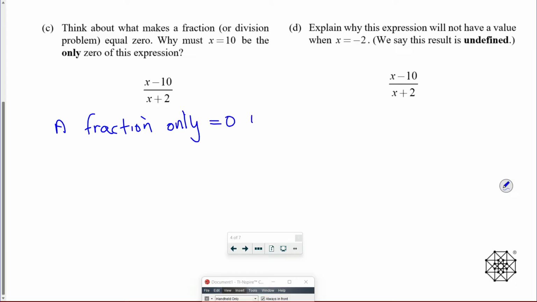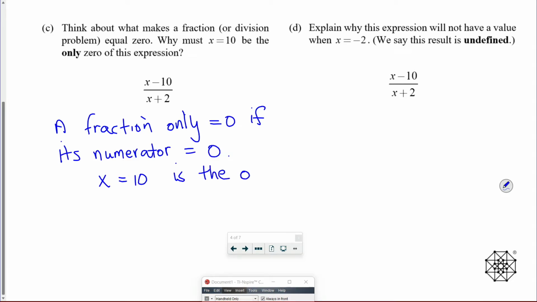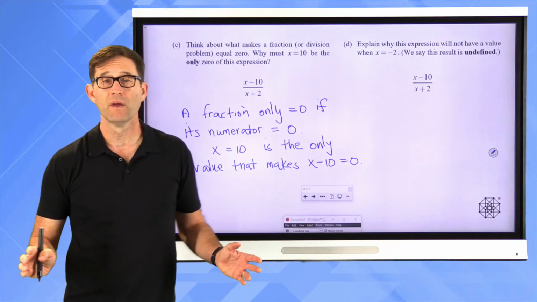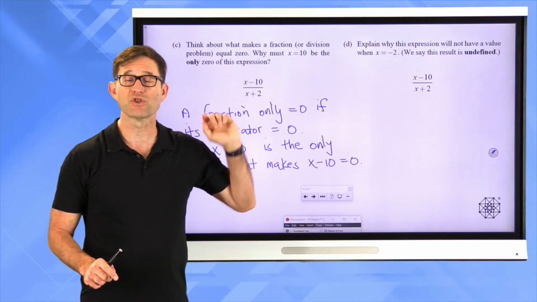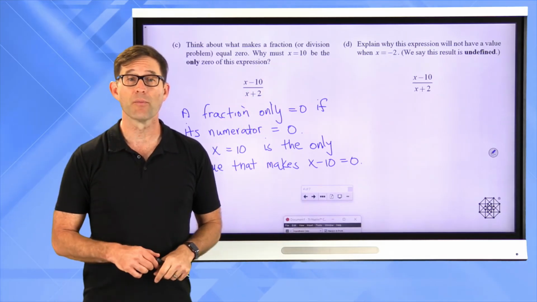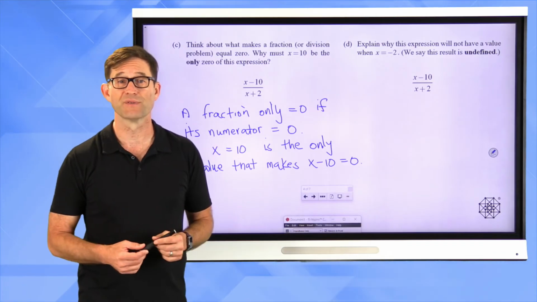only if its numerator equals 0. x equals 10 is the only value that makes x minus 10 equal to 0. Right? It's the only value. There's nothing that I can possibly put into the denominator that will make this fraction equal to 0, and the only thing I can put in the numerator that will make it equal to 0 is x equals 10.